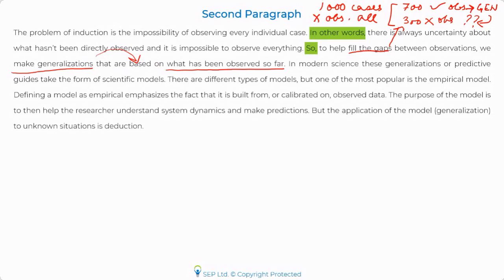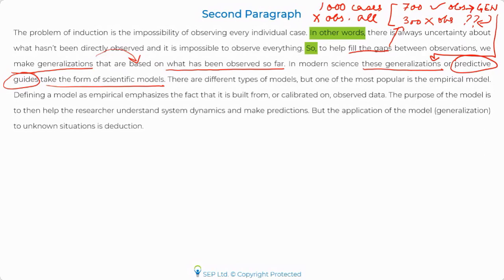In modern science, these generalizations, which generalizations? This one, which is based on observed individual cases. Okay, these generalizations, or what are they called? Predictive guides, take the form of scientific models. Okay, so the generalizations made on the basis of individual cases, which is induction, kind of form scientific models. There are different kinds of models. One of the most popular is the empirical model.